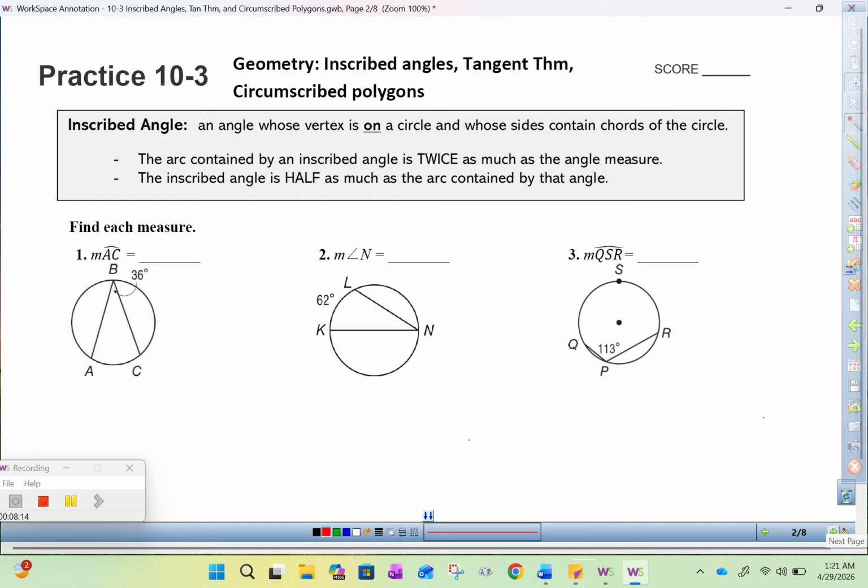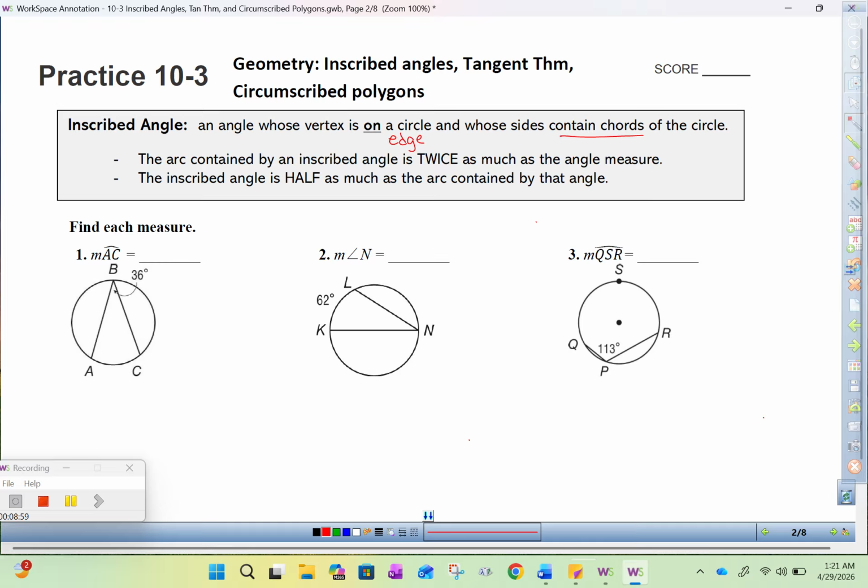So we already talked about the definition of this inscribed angle. The vertex has to be on the circle, so it has to be on the edge. I like to emphasize that. But the sides are going to contain chords. So that means I could extend this out to be a ray or a line, okay, or I could sometimes, remember, in those special cases, have a diameter as well. Then the arc measure is what we're going to focus on. The arc measure contained by an inscribed angle is going to be twice the angle that we're working with, and the inscribed angle is going to be half as much.